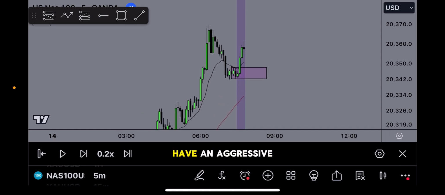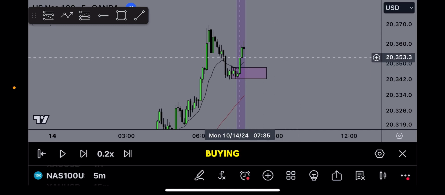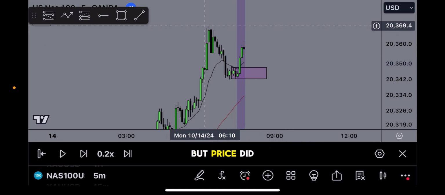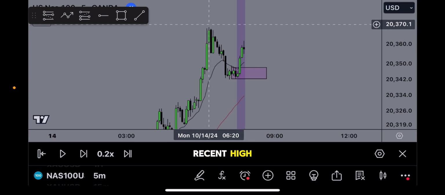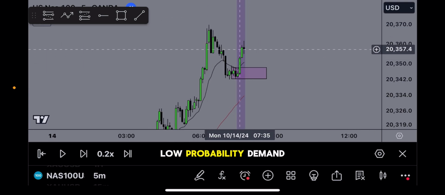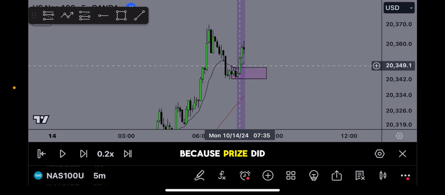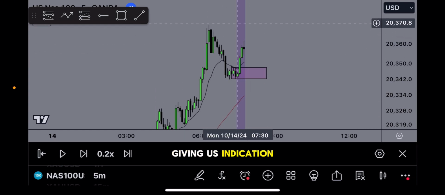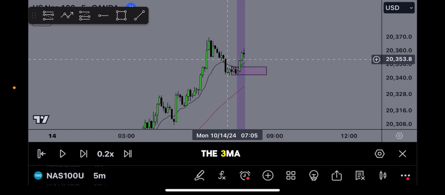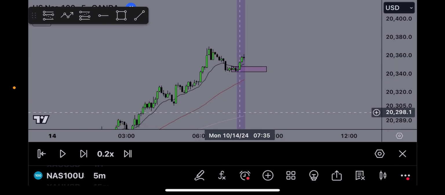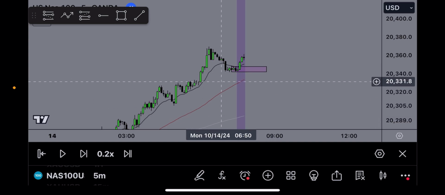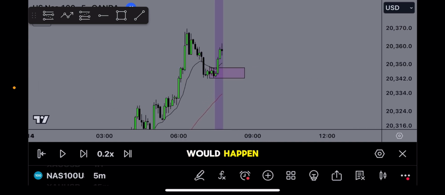Here, we have an aggressive buying, right? And it created a gap. But price did not break the recent high, making this a low probability demand setup because price did not break the high, so it's not giving us an indication that it wants to go up. But we have the 3 MAs below us giving us bullish momentum indication. Let's see what would have happened.